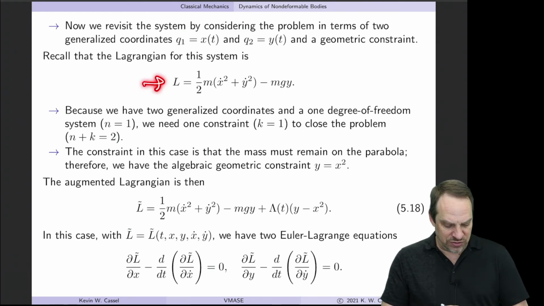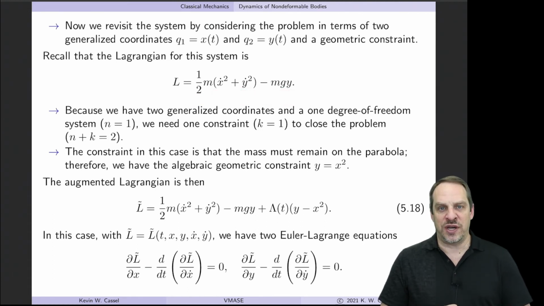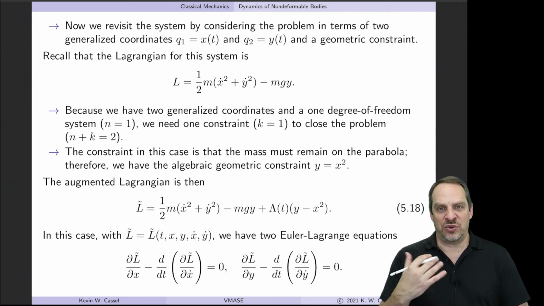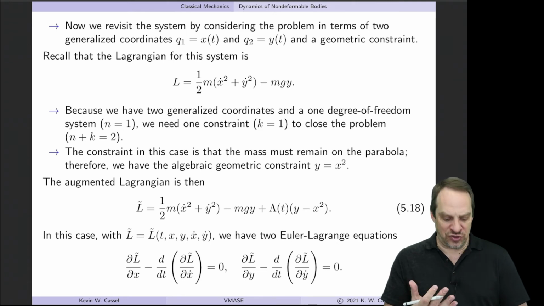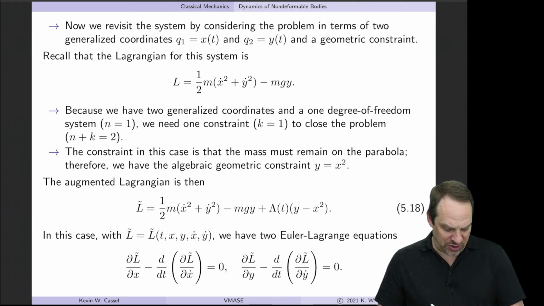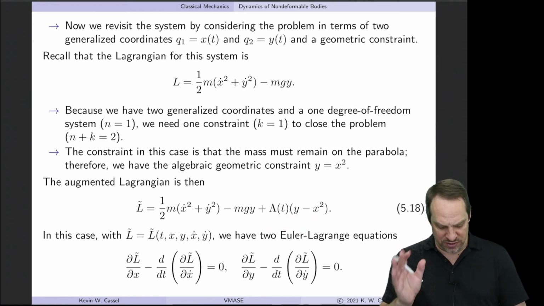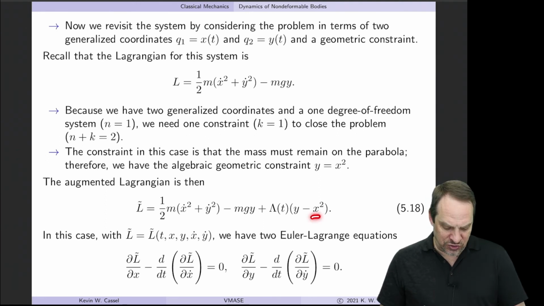So we get our Lagrangian, same Lagrangian as before, T minus V, but I'm going to keep the two dependent variables x and y, and we'll incorporate the fact that y is equal to x squared as a geometric or algebraic constraint. So we form the augmented Lagrangian, T minus V, that's the original Lagrangian, plus the Lagrange multiplier times the constraint, y minus x squared. It doesn't matter whether you say y minus x squared or x squared minus y, you'll get the same thing. So we have two dependent variables, x, y, and x dot and y dot.